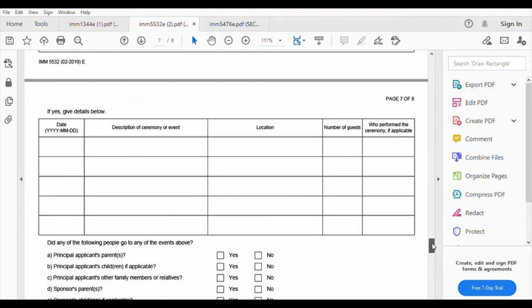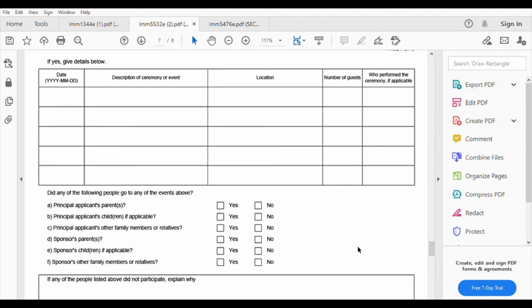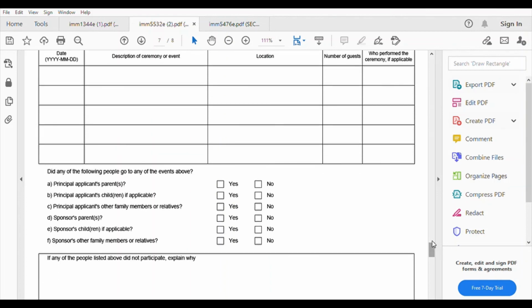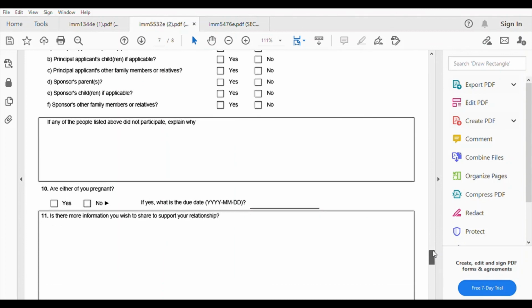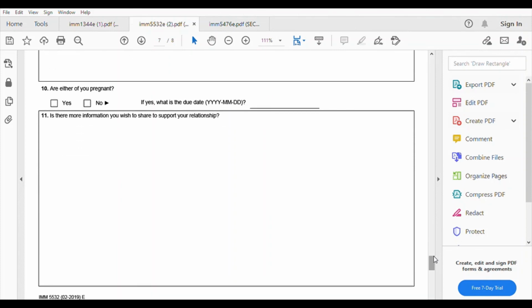If yes, you need to give details here about the people who attended your ceremony or party. Are you or is your partner pregnant? So if the partner is pregnant, you mention yes. If no, no. Then, if there is more information you wish to share to support your relationship.